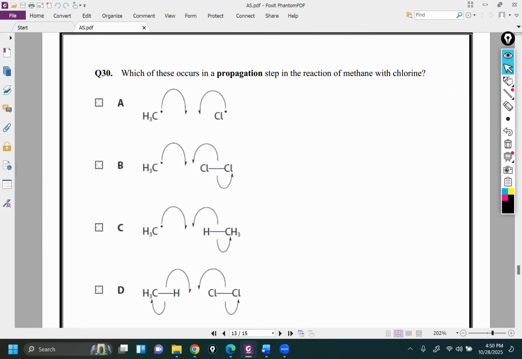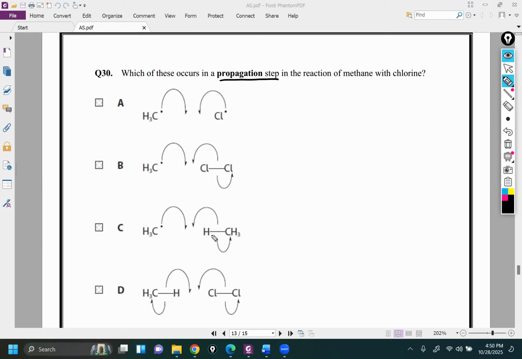Question 30. Which of these occurs in a propagation step in the reaction of methane with chlorine? In a propagation step, a molecule and a free radical will be on the reactant side, and a molecule and a free radical will be on the product side, but different ones. Look at here, both radicals join, so this is a termination step.